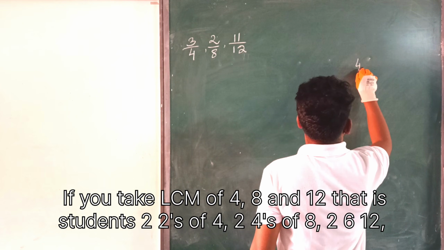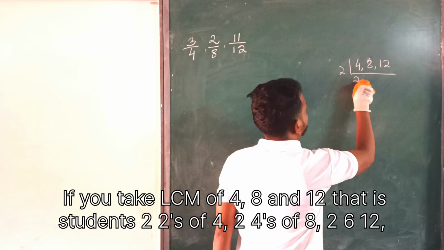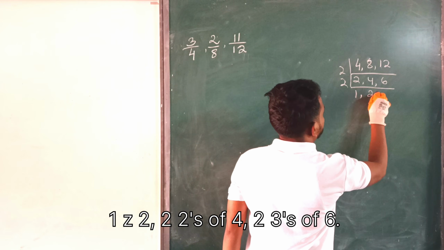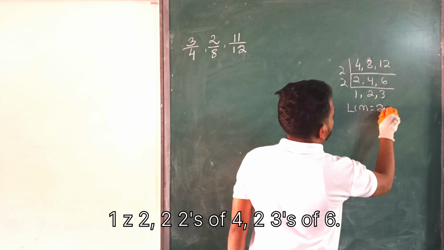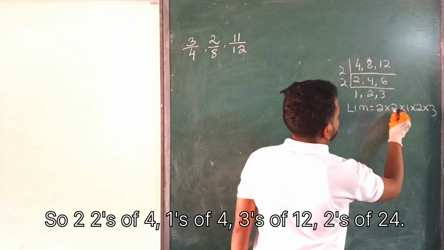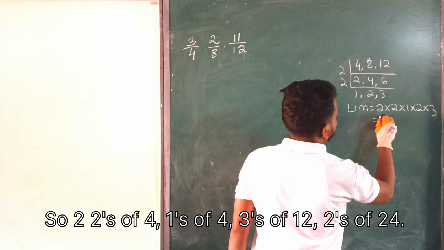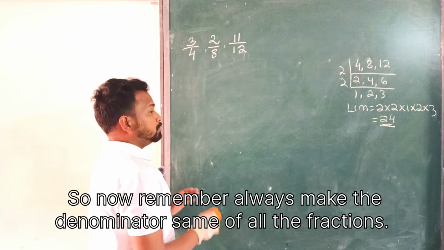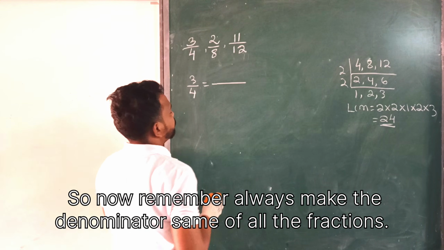If you take LCM of 4, 8 and 12, that is, students, 2 twos are 4, 2 fours are 8, 2 sixes are 12, 2 ones are 2, 2 twos are 4, 2 threes are 6. Now my LCM is 2 into 2 into 1 into 2 into 3. So 2 twos are 4, 1 fours are 4, 3 fours are 12, 2 twelves are 24. My LCM is 24. Fine. So now remember, always make the denominator the same for all the fractions.